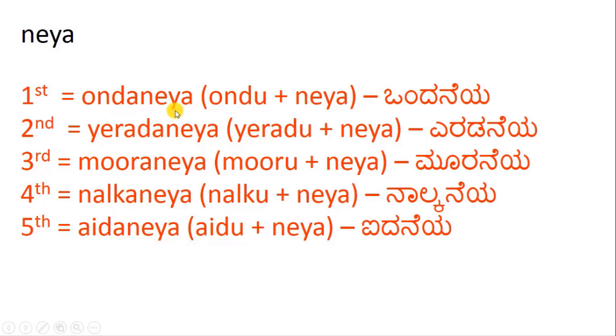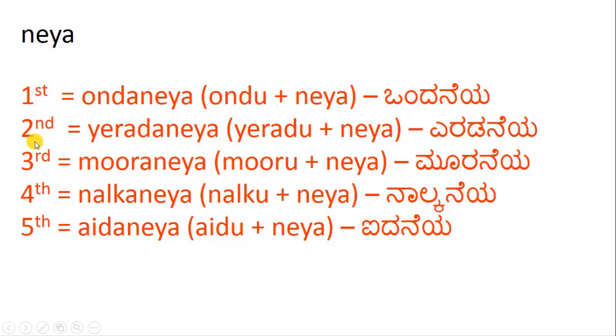But there is one small modification you have to do to this. You have to replace the last letter with A. Now you have U here. You have to replace this with A. So Ondu becomes Onda. So Onda plus Neya becomes Ondaneya, which means first.